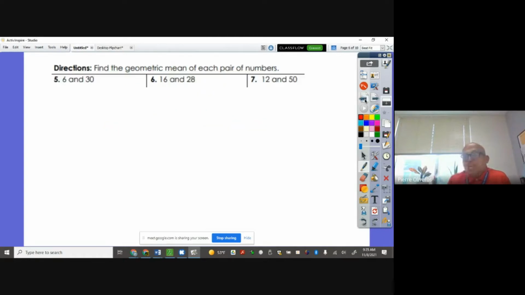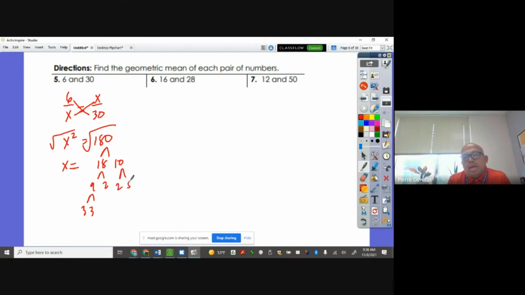So if we're given, like, number 5 to 7 here, find the geometric mean of each pair of numbers. So you're going to grab the 6 divided by x, and then x over 30. You can see you multiply x by x, that gives you x squared. 6 times 30 is 180. Take the square root of that one. X is equal to, you have to break it down. 18 and 10, 18 is 9 and 2, 9 is 3 and 3, 10 is 2 and 5. You see a pair of 3, a pair of 2, that gives you x equal to 6 square root of 5. Kaboom. Very easy, right?